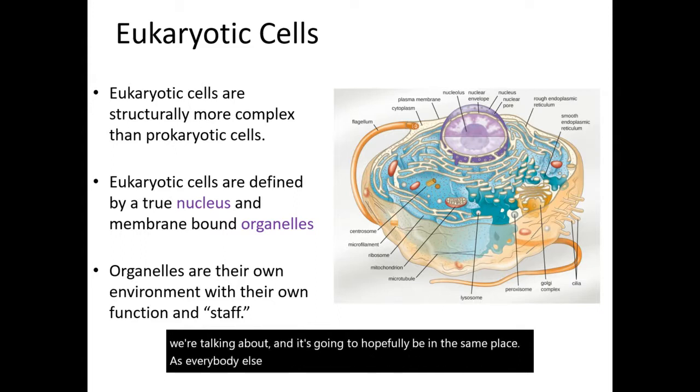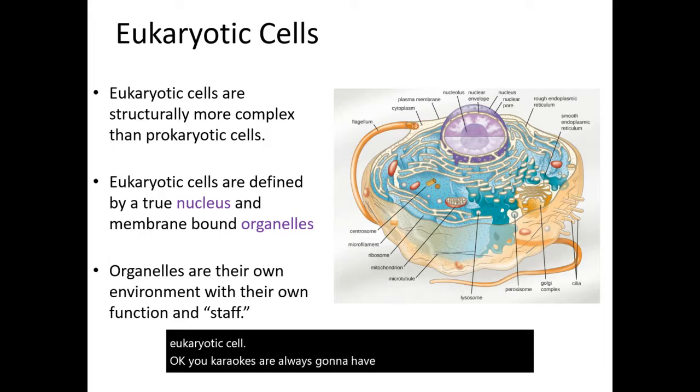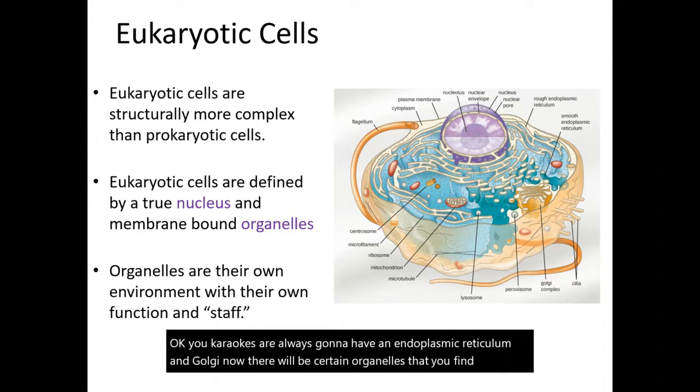This is going to be similar to the organelles of a eukaryotic cell. Eukaryotes are always going to have an endoplasmic reticulum and a Golgi. Now, there will be certain organelles that you find in plants but not animals, so there is a little bit of diversity there, but these organelles are always going to have the same job. Pretty much organelles are the organs of the cell.